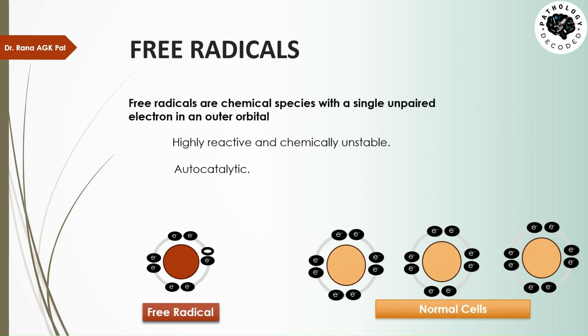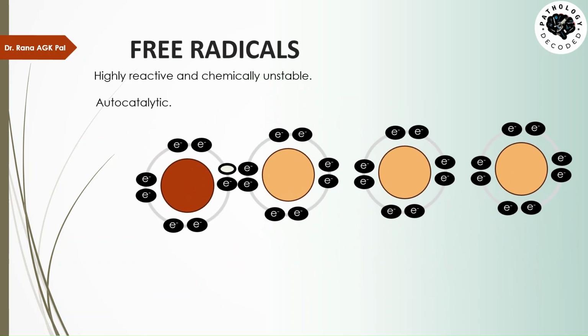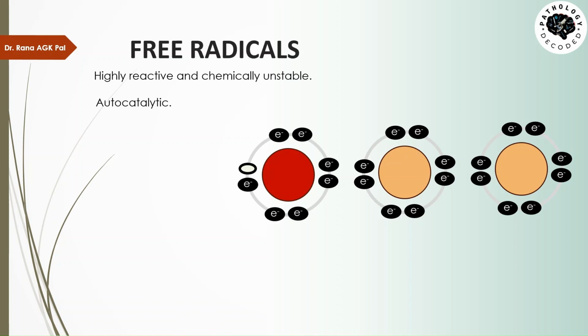So now here we have a free radical, and here we have got normal cells, all of them having paired electron in their outer orbit, while the free radical has got an unpaired electron. Whenever this free radical comes close to the normal atom, it will try to extract the electron from the normal atom, and in this process it will make this atom unstable. So here you see it is gaining that electron, and in the process now leaving this normal atom with one unpaired electron, which will make it an unstable species.